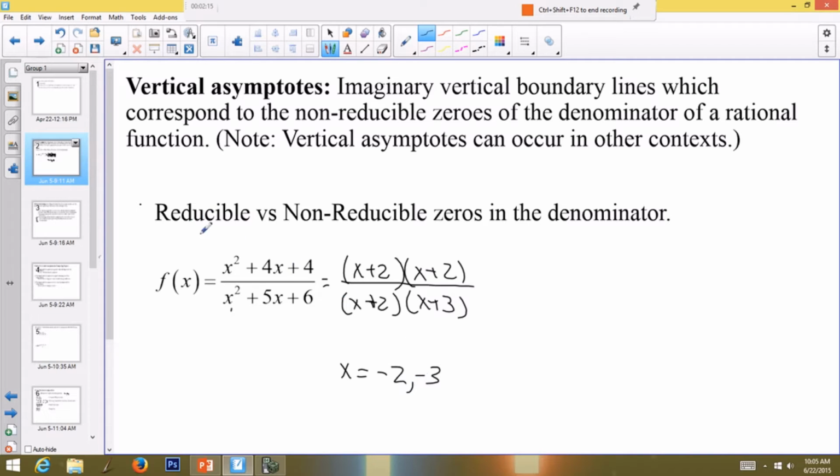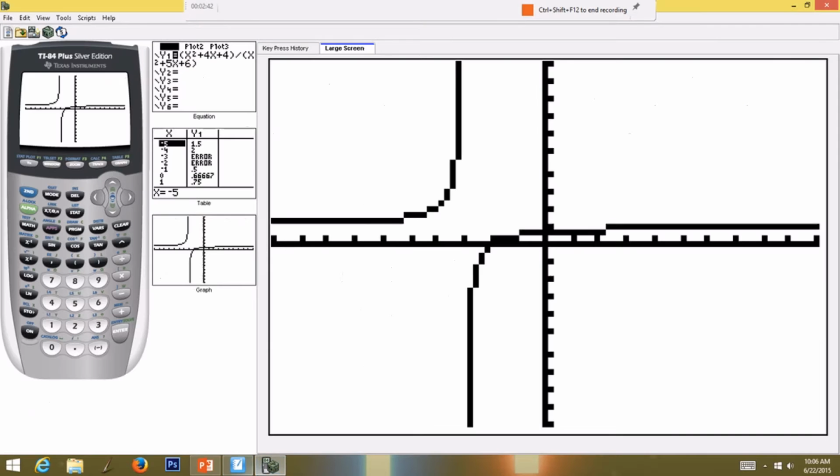Now, the difference between a reducible and a non-reducible zero is if there is a factor in the numerator that cancels out. If you notice, I could factor out one of these two x plus 2's and cancel those out. Now, does that mean that this is gone? No, I'm still going to have a hole here at -2, but the graph is going to look as if it was x plus 2 over x plus 3.